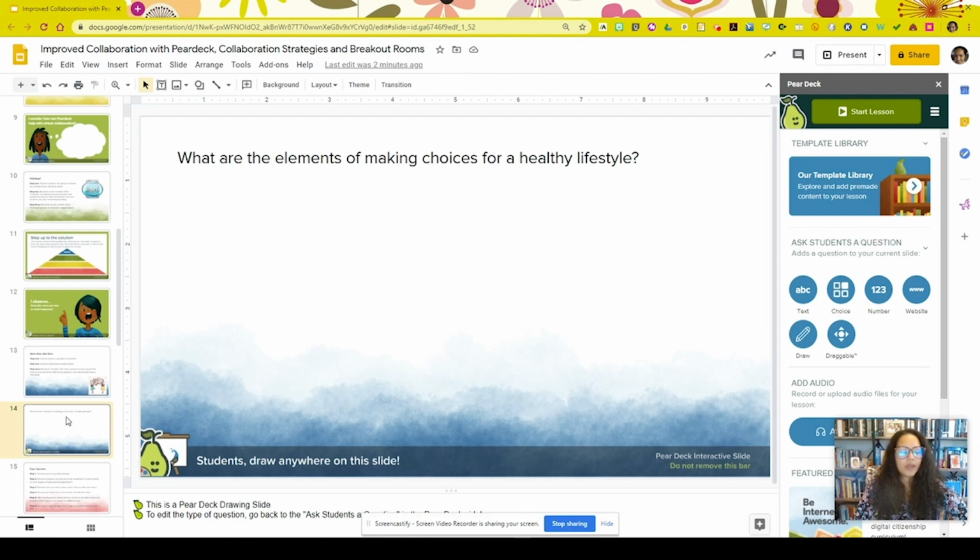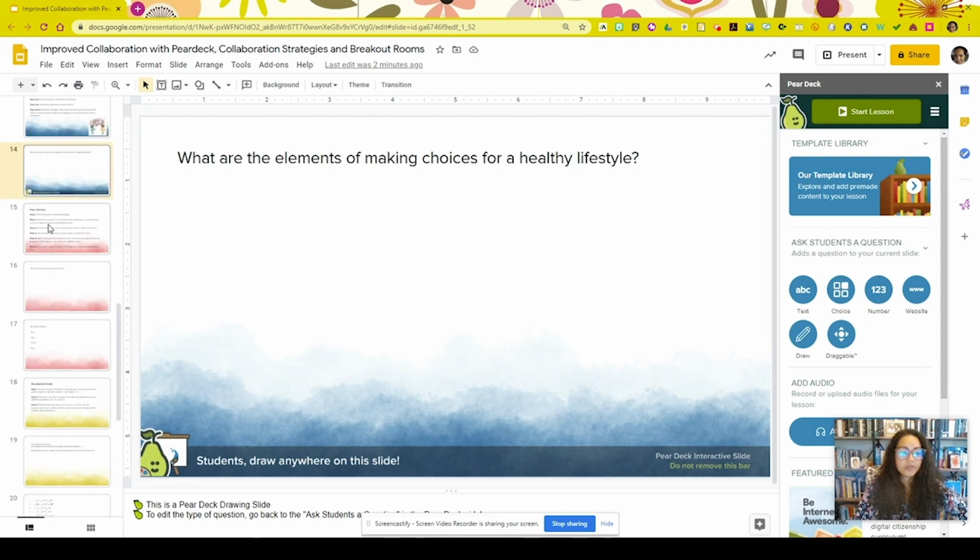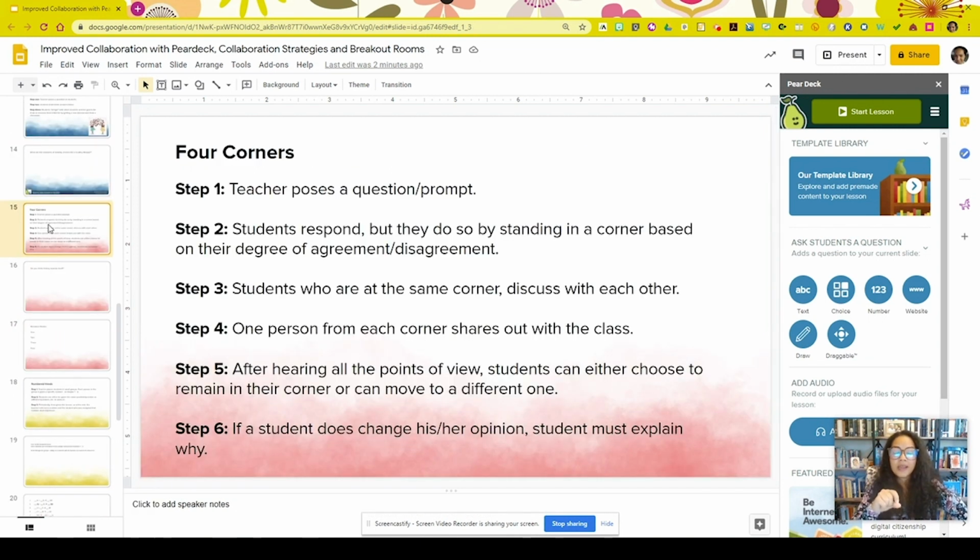So let's consider the four corners. Again, a very kinesthetically built activity. So in four corners, the idea here is that students are given the ability to activate their curiosity, their prior knowledge, their inquisitive nature. So, of course, as the teacher, I choose a prompt. I'm going to make this something based on what I'm about to teach, right?